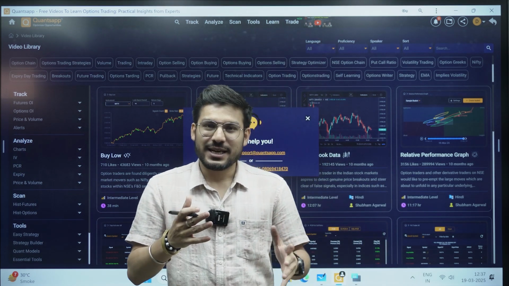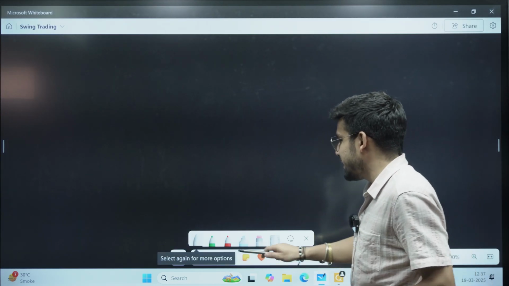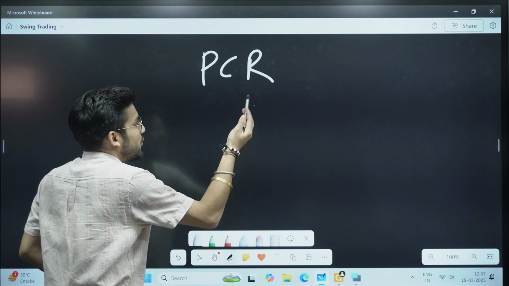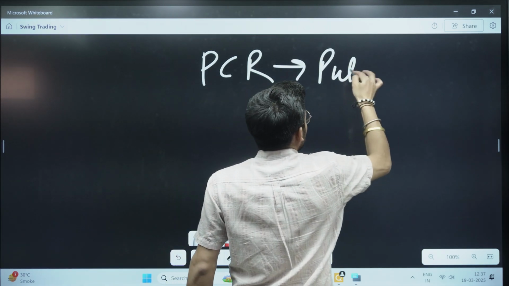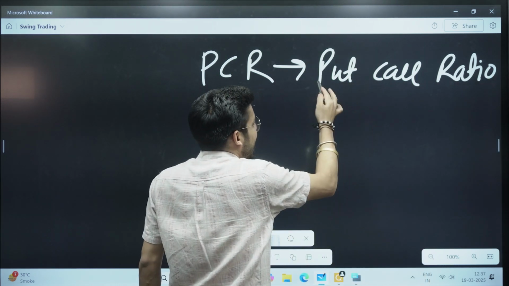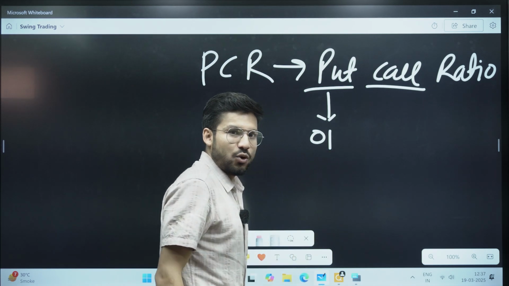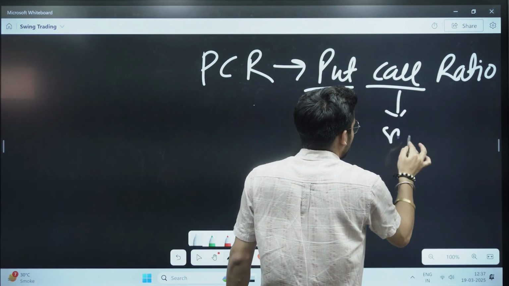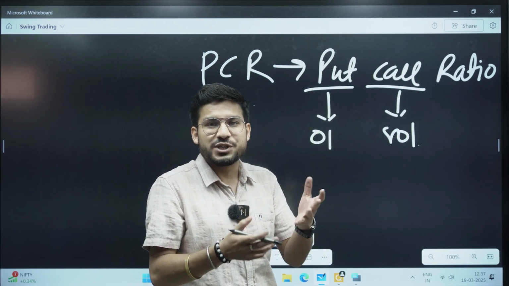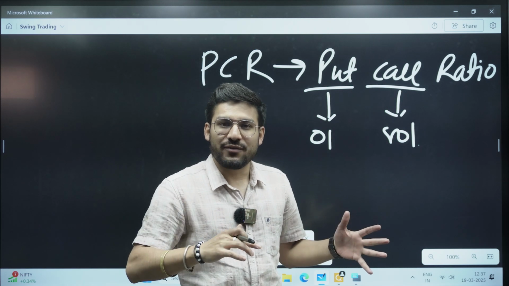Now let's get back to today's topic, and that is a sentimental indicator. For that, we will be studying PCR today. The full form of PCR is put call ratio. So we are talking about the ratio of put and call, and in put and call we will be talking about two things. The first thing will be the open interest, and the second thing will be the volume. You must have seen the OI PCR and the volume PCR in your option chain as well. So today we will be talking about them and how you can use them effectively in your trading.